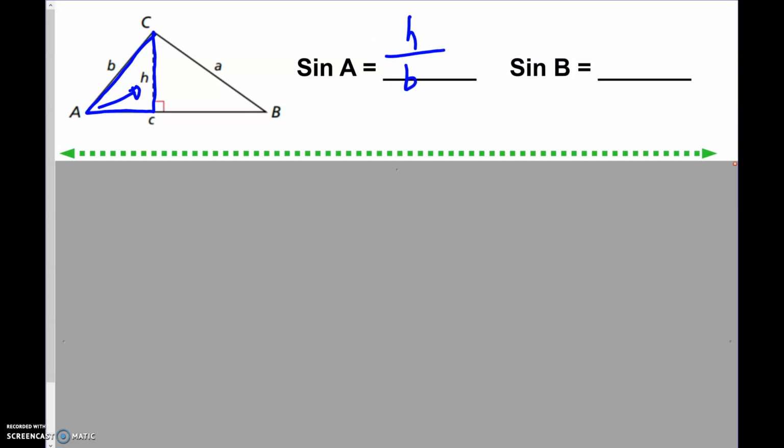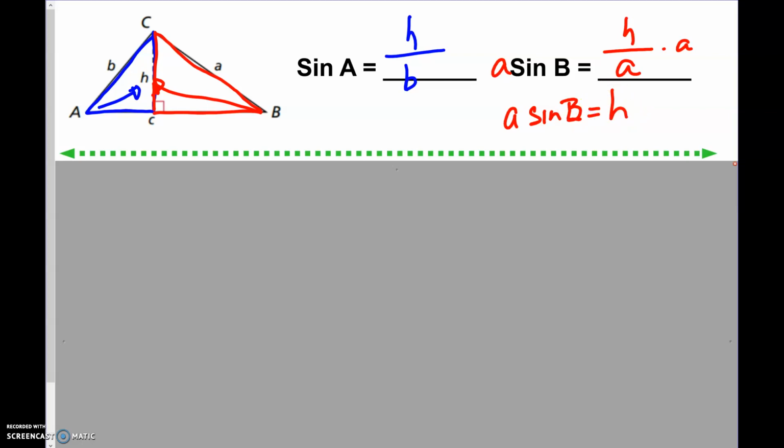Okay, and then now let's look at this other triangle over here, and this is also a right triangle. So we can set up the sine of B. And the sine of B is going to be the side opposite, H, over the hypotenuse, which is A. So if we take this, we can multiply both sides by A. So we have A times the sine of B is equal to H.